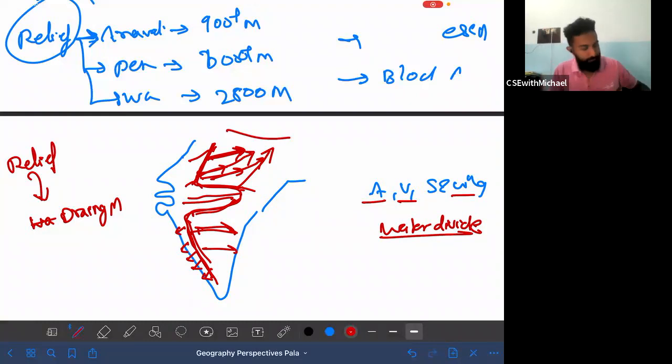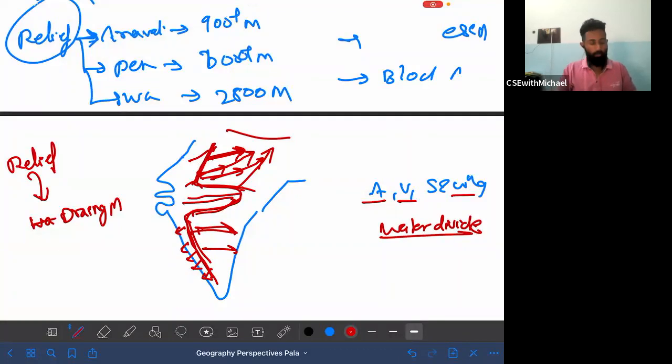This is a water divide, and that best reflects the relief and slope of the peninsula. So Aravalli, Vindhya, Satpura, and Western Ghats determine the flow of rivers, as revealed by the flow of Luni and its tributaries.